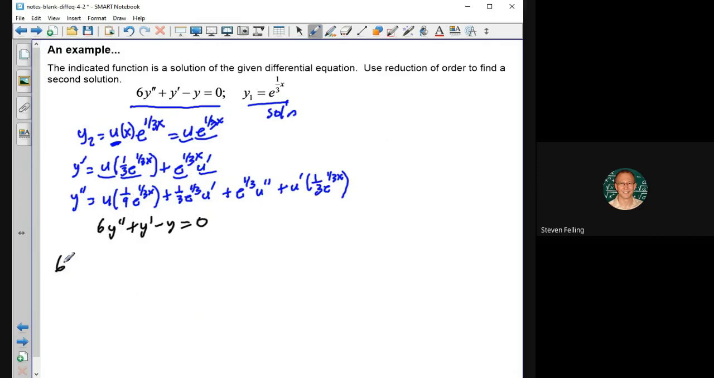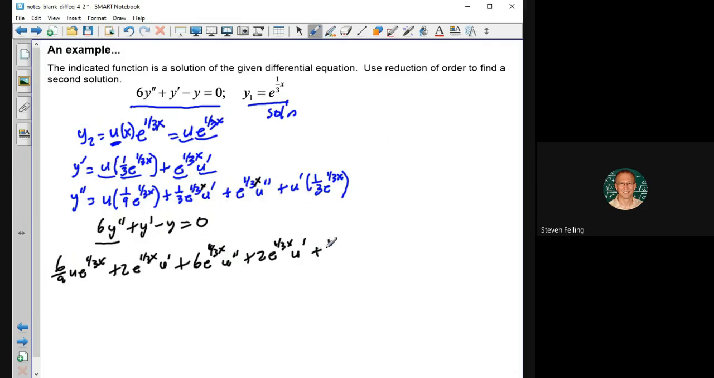So it's going to take me multiple lines to write this, but it's all one big line. 6 over 9 u e to the 1/3 x, and then 6 times this. 6 divided by 3 is 2, so plus 2 e to the 1/3 x u prime. Okay, plus 6 times this: 6 times e to the 1/3 x u double prime. That's a 1/3. And then plus 6 over 3 is 2 e to the 1/3 x u prime. That's this term. And then I have to add on y prime, which is this.